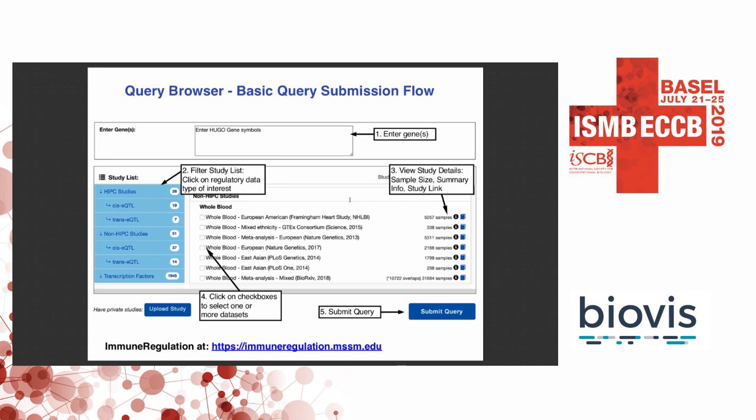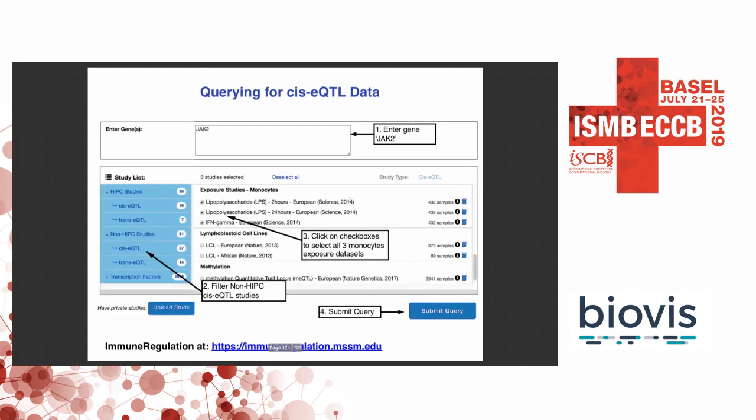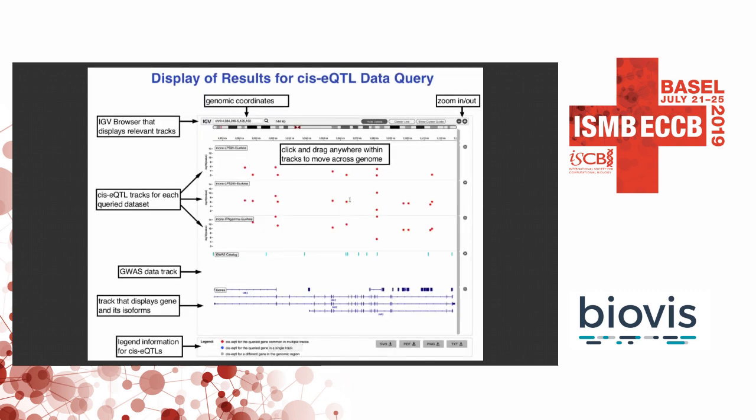Whatever is available within the data sets we provided, you can also link out to the specific study that you're interested in. So for example, if we do a simple query for a cis-eQTL for JAK2, we choose three monocyte exposure data sets, then we choose public data sets, and we just submit our query for JAK2, which displays the results for cis-eQTL.